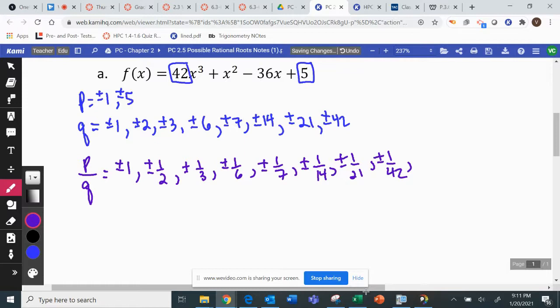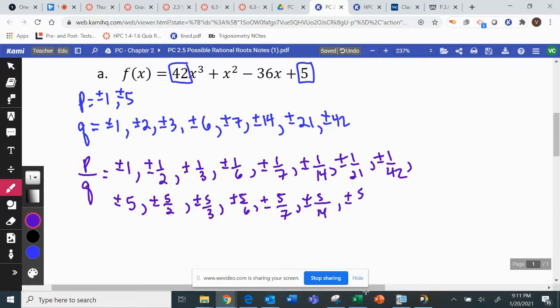Now I have to do the same thing with the 5s. So plus minus, I do 5 over 1. Plus minus 5 over 2. 5 over 3. 5 over 6. 5 sevenths. 5 fourteenths. 5 twenty-firsts. And 5 forty-seconds.